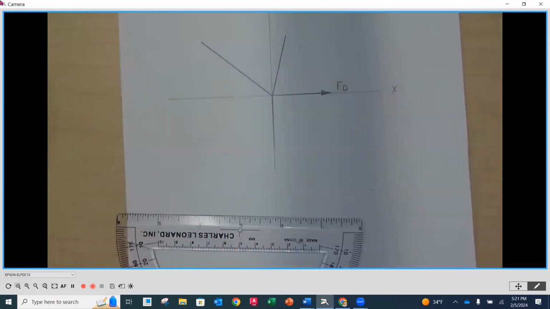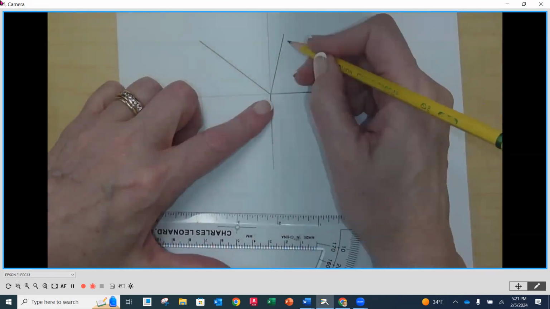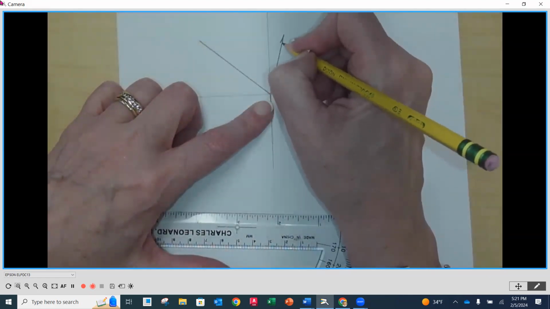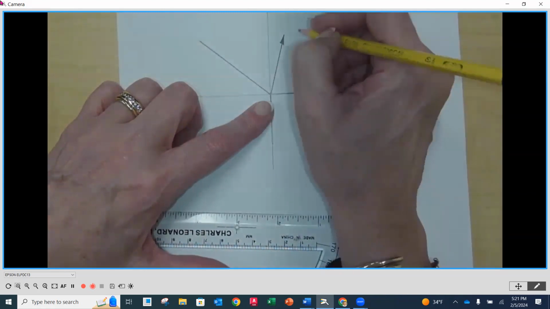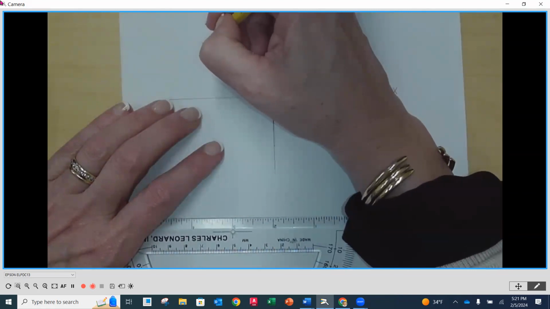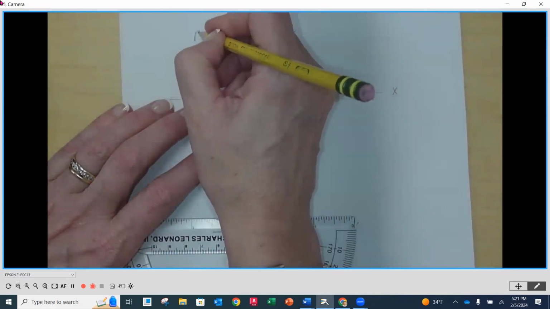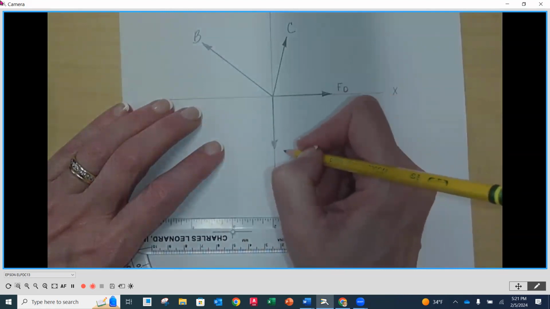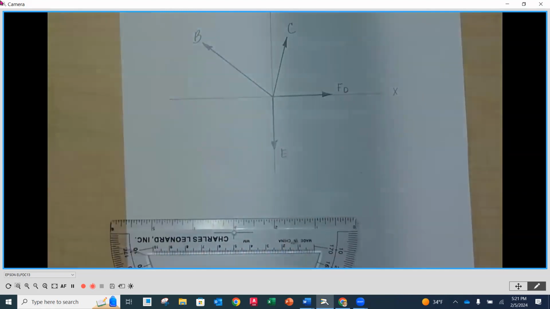Now, all I did right now was I showed the cables in place. Now, each one of these cables is in tension. So from that origin, these are all going to be pulling away, okay? So we're going to show arrowheads going up and to the right, and this is going to be C. We're going to have going over and to the left. This is going to be B. And going straight down is going to be E.